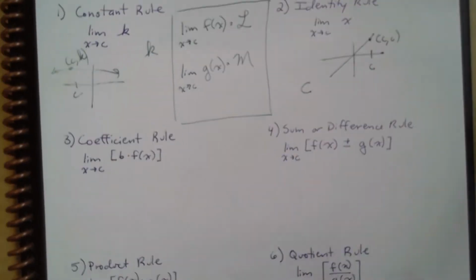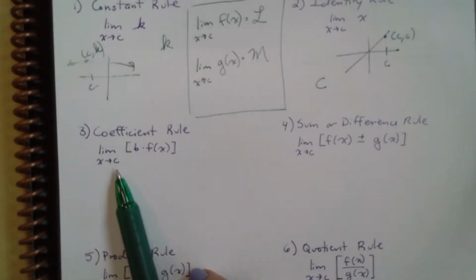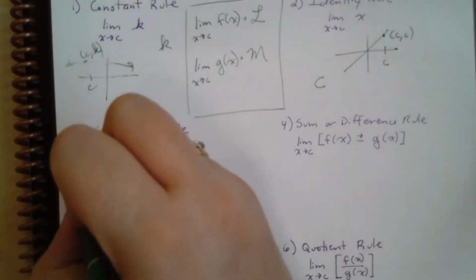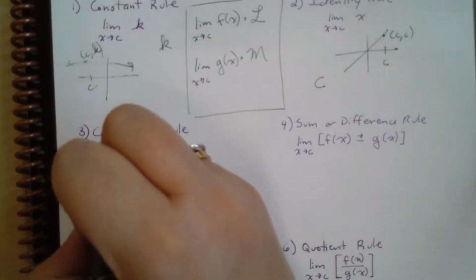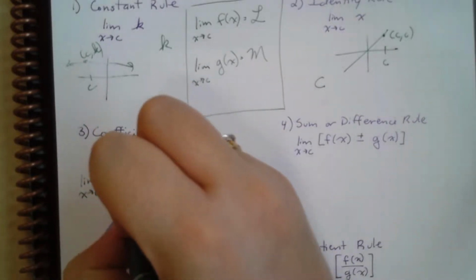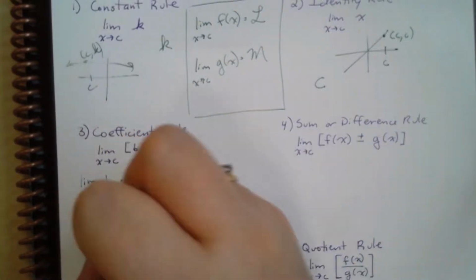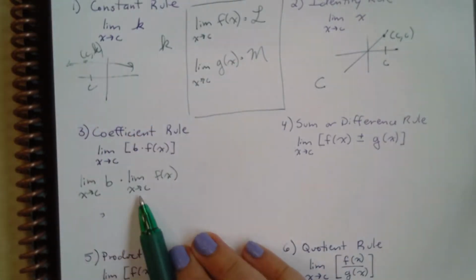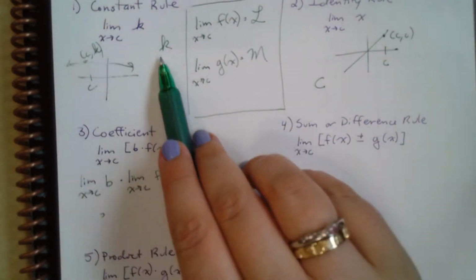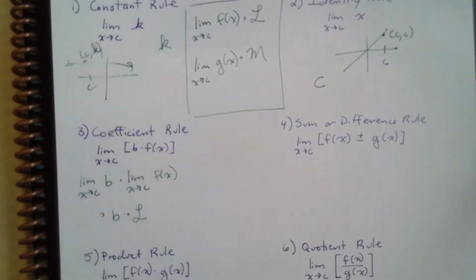Here, if we have our coefficient rule, we've got the limit as x approaches c of the quantity b times f of x. We can actually think of that as b times the limit as x approaches c of f of x. We know the limit as x approaches c of f of x is equal to L, and b is just going to be our constant rule. So our answer here is going to be b times L.